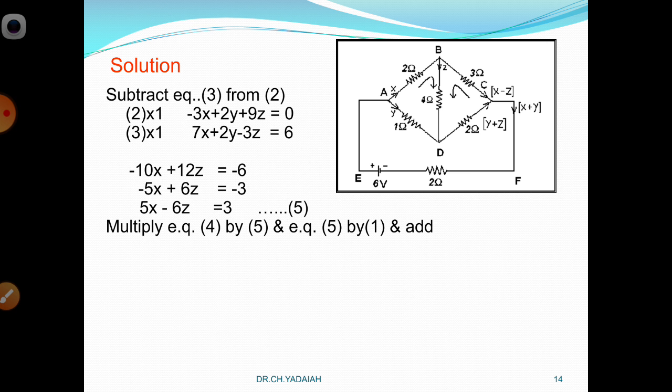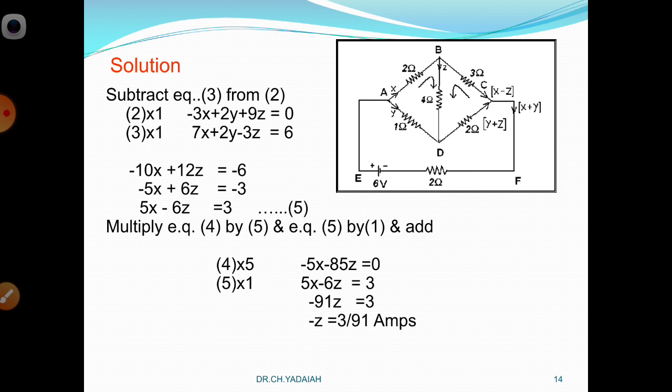So from the equation we are going to get the value of z. We got it. What is the z value? Z value is equal to 3/91 amperes. This is in milliamperes. What we assumed for the current from B to D, we got as a minus value. That means the current is not flowing from B to D. Now you have to assume D to B. Previously we assumed B to D, so we got a minus value.